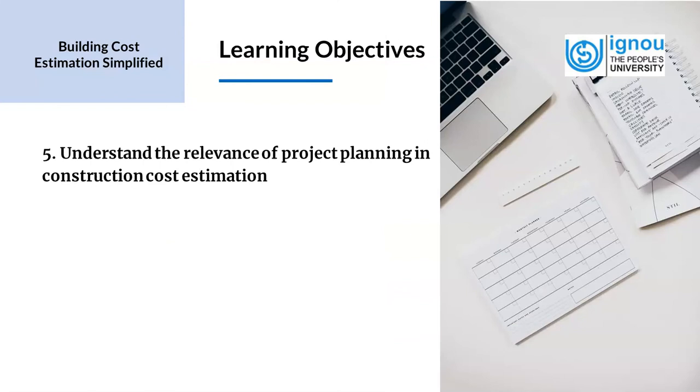The next learning objective is to understand the relevance of project planning in construction cost estimation. So in a construction project, the planning engineer plans the project with timelines. The estimator gives the cost towards the construction project so that the planning team and project management team understand where the cash flow is required. The estimator will give an idea of the cost of a project to be completed within a stipulated time.